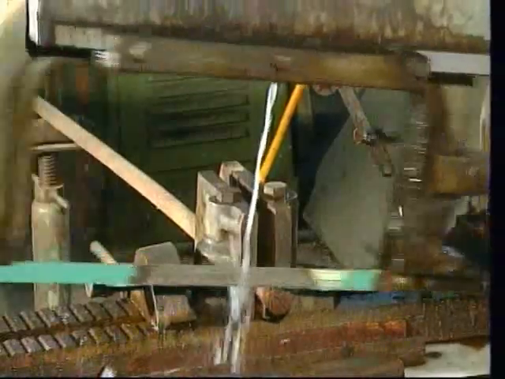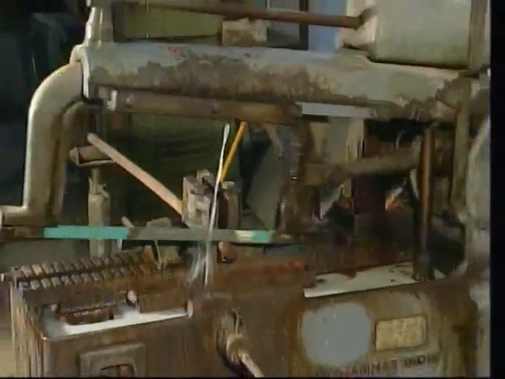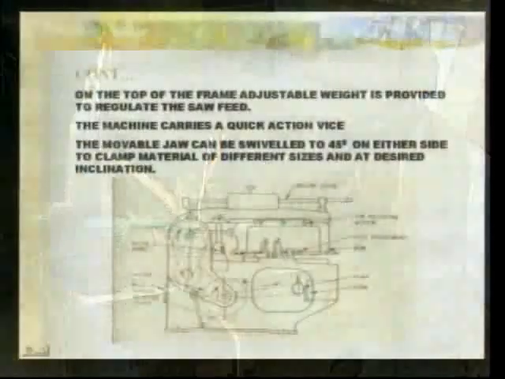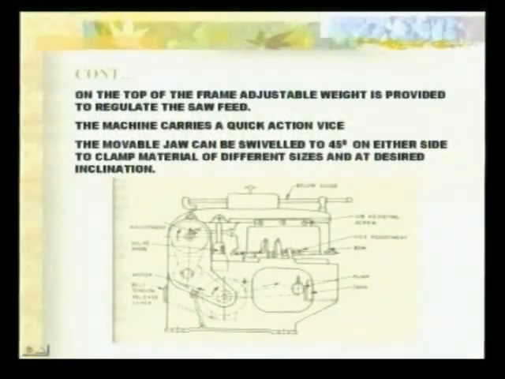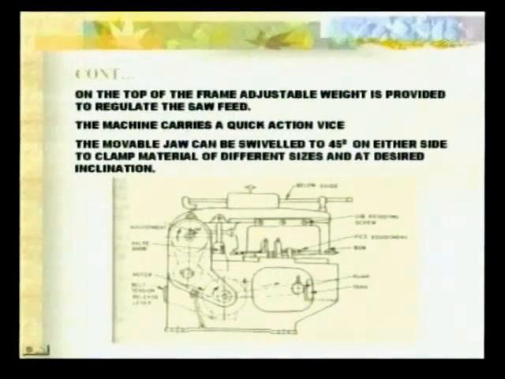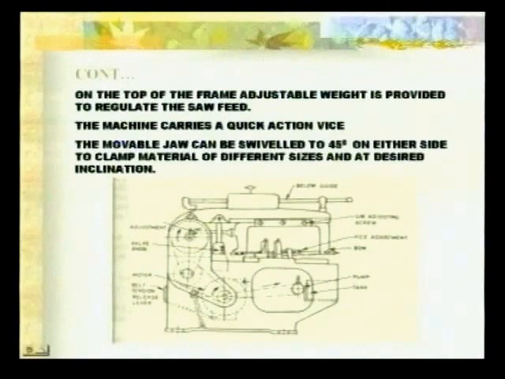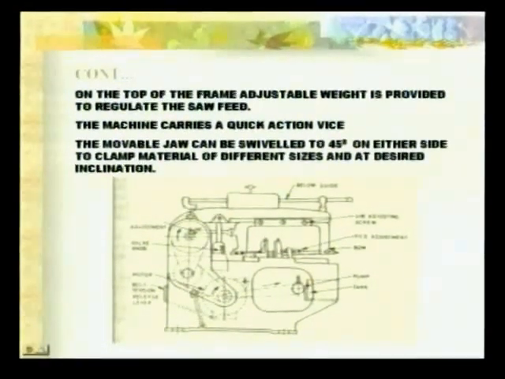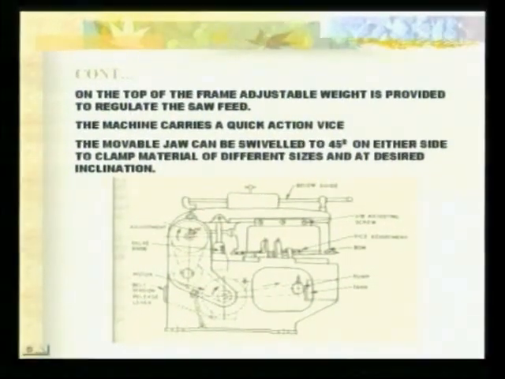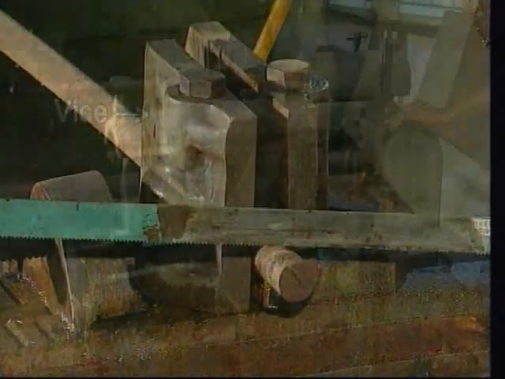While cutting hard materials at slow cutting speed, the use of cutting fluids is not recommended because wet cutting of hard material has a tendency to produce a work hardened surface. Under these conditions, oil should be applied on the blades by means of an oil can to reduce the friction. The machine carries a quick action vise.